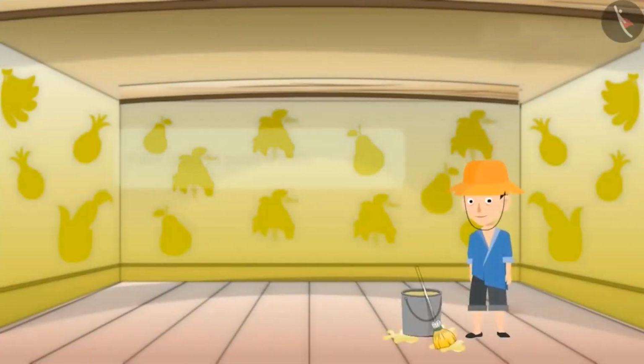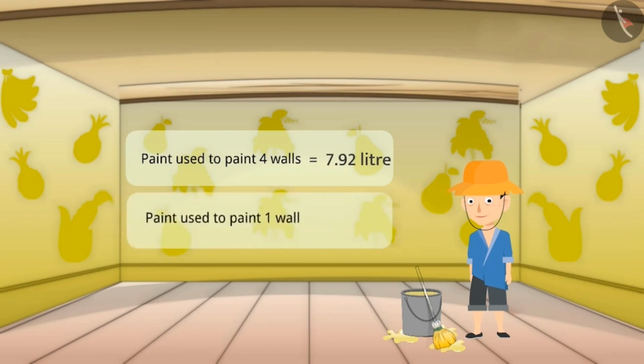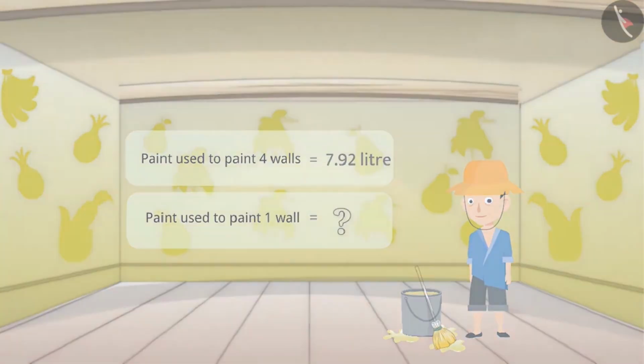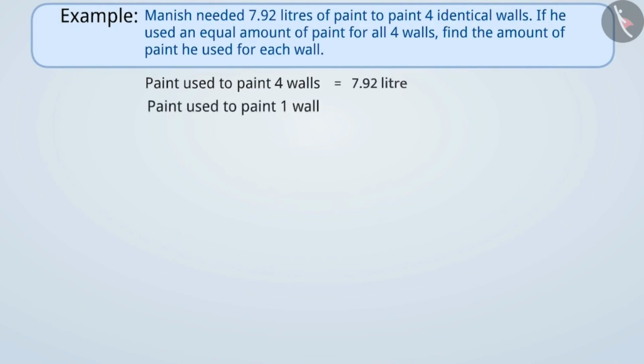Manish painted the walls of his house. He required 7.92 liters of paint to paint 4 identical walls. If he used an equal amount of paint for all the walls, then find the amount of paint he used for each wall. The example shows that Manish painted 4 walls, for which he required a total of 7.92 liters of paint. To find out how much paint was used to paint one wall, we have to divide 7.92 by 4.